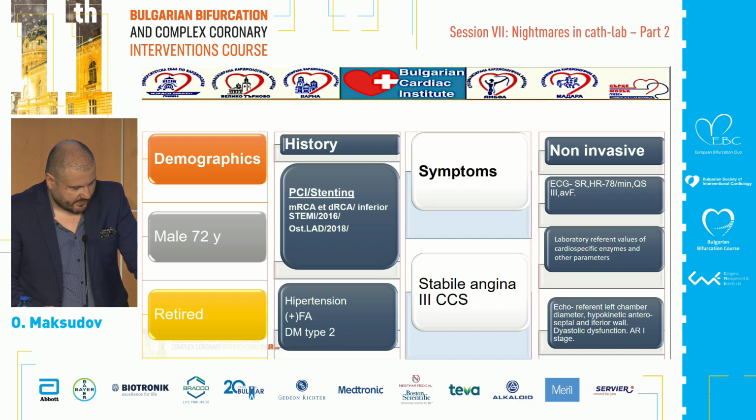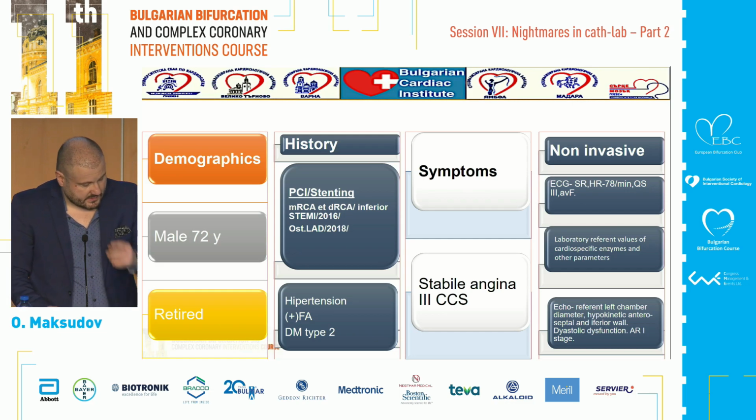of stable angina, with a positive family anamnesis of coronary artery disease. He was diabetic, and he also had prior procedures to the RCA due to inferior STEMI in 2016, with a couple of stents implanted into the mid and distal part of the RCA. Also, 1 month before this procedure, we implanted a stent into the ostial LAD due to severe stenosis.